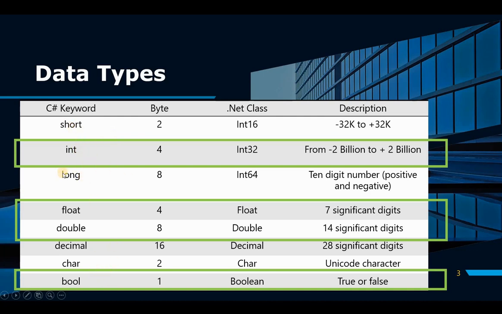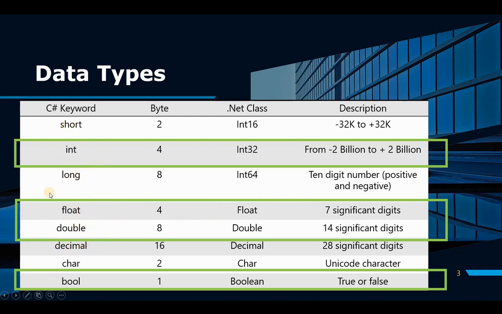Short, int, and long deal mainly with whole numbers, and the range for an int specifically can go from -2 billion all the way up to 2 billion. They range in sizes from 2 bytes to 4 bytes to 8 bytes. Float, double, and decimal mainly deal with decimal numbers. So whole numbers right here, decimal numbers right here.